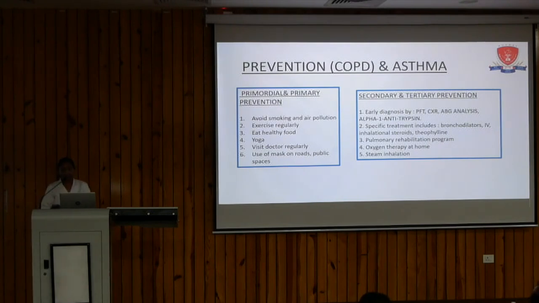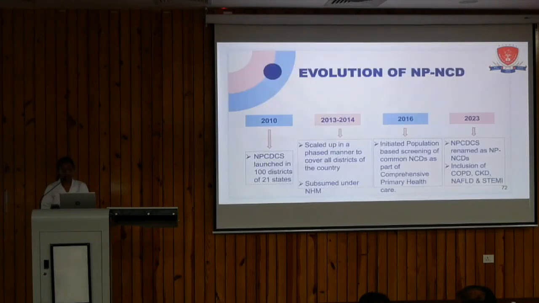The secondary and tertiary prevention includes early diagnosis by PFT, CXR, ABG analysis, alpha-1 antitrypsin. Specific treatment includes bronchodilators, IV and inhalational steroids, and theophylline. The pulmonary rehabilitation programs, oxygen therapy at home, and steam inhalation.